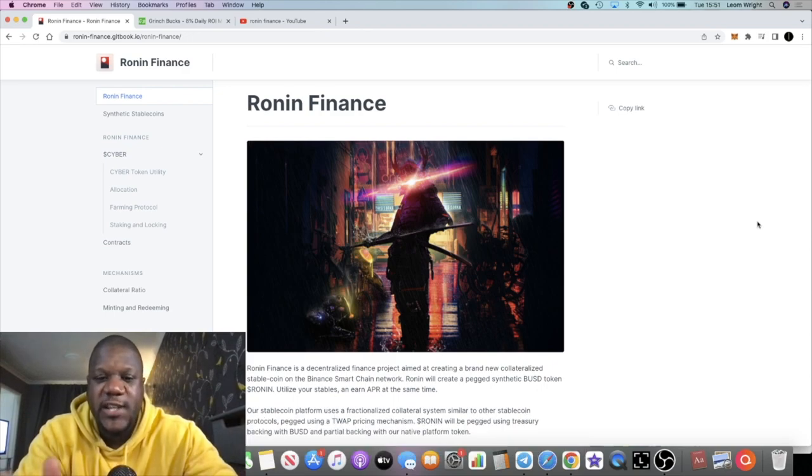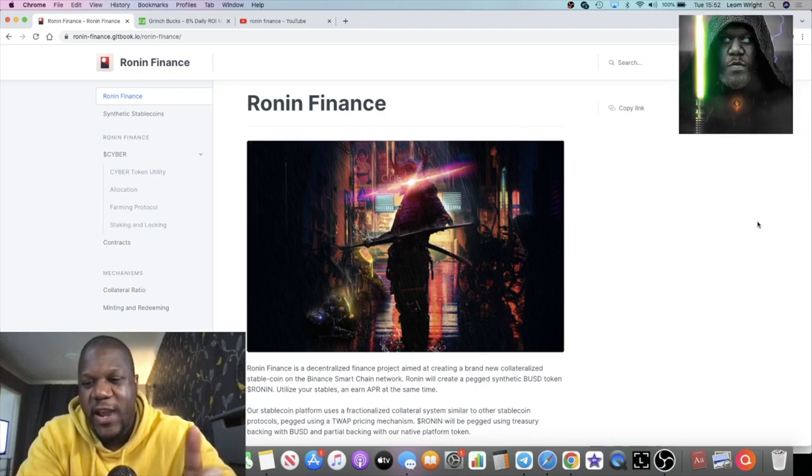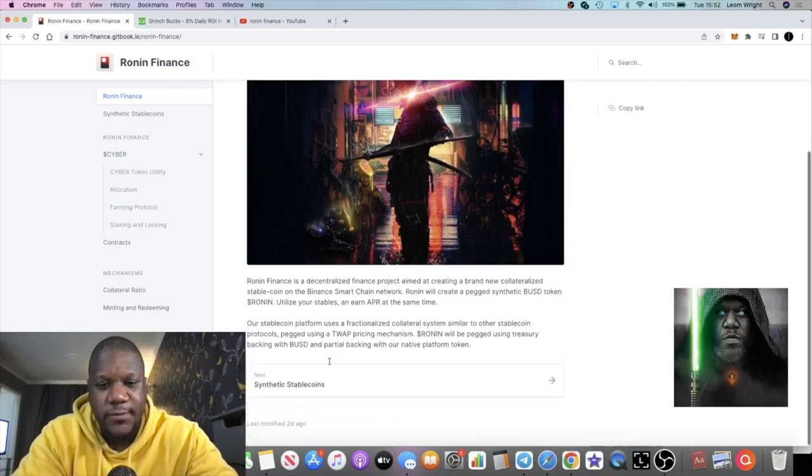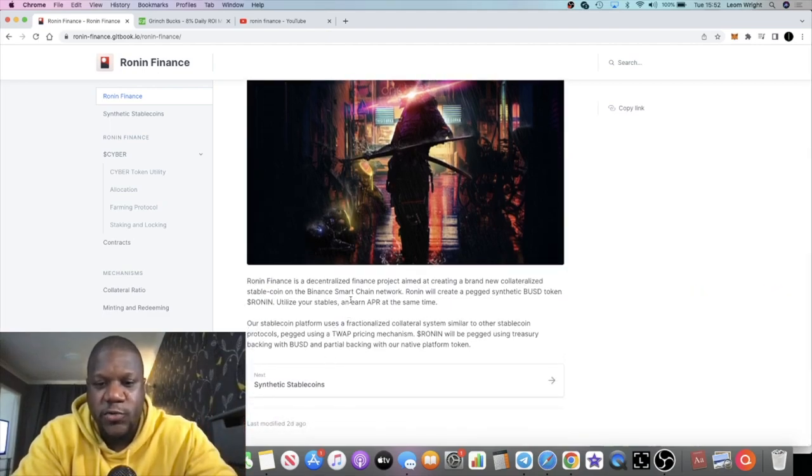But what is it? So this is an algorithmic stablecoin pegged to the BUSD Binance US dollar. It's a 2-token ecosystem. We have the Cyber token, which I believe is the native token, and we have the Ronin token, which will be the stablecoin. So you can utilize your stables and earn APR at the same time. So it's passive income.